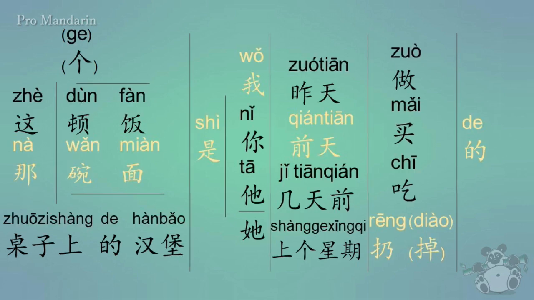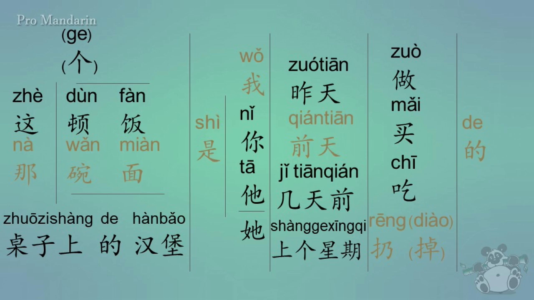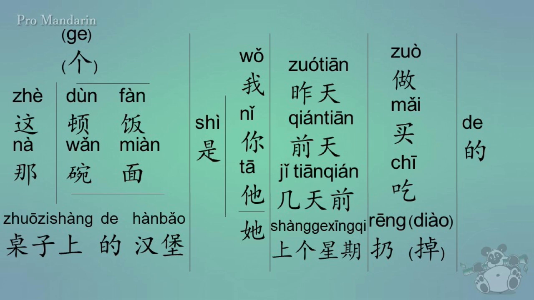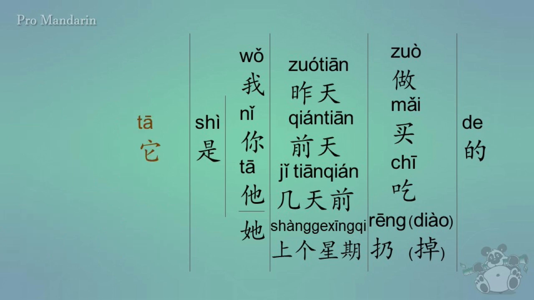那碗面是我前天扔掉的。Now, if you were to just say, I threw it out a couple days ago, because we already know what we're talking about. Maybe somebody asked, where's that bowl of noodles? And I said, hey, I threw that out a couple days ago. Or I threw it out a couple days ago. We're not going to use 它 as in it just before the 是. We're just going to leave it off.